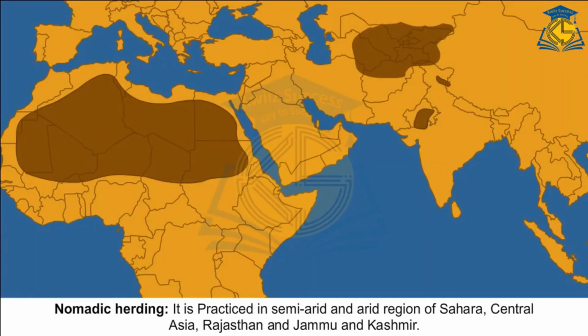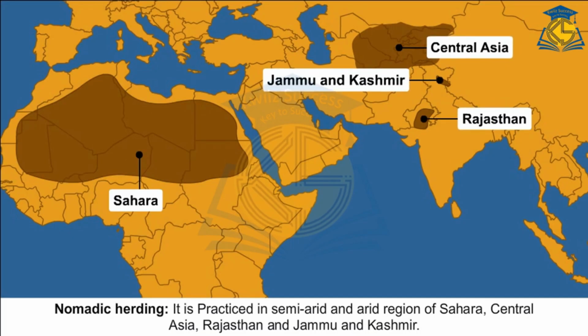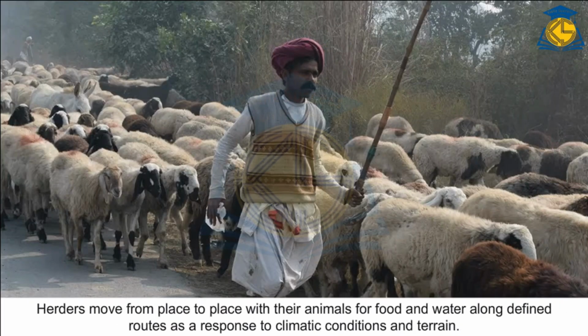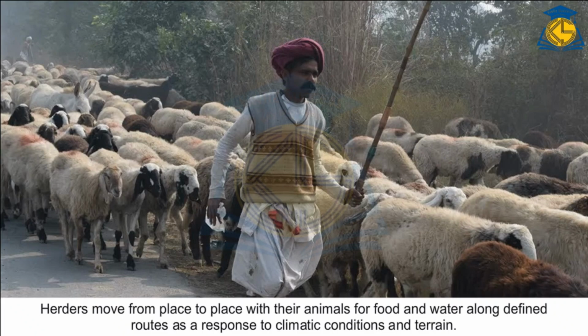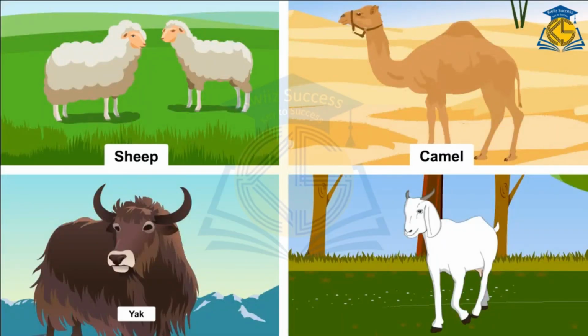Nomadic herding. It is practiced in semi-arid and arid regions of Sahara, Central Asia, Rajasthan and Jammu and Kashmir. Herders move from place to place with their animals for food and water along defined routes as a response to climatic conditions and terrain. Sheep, camel, yak and goats are reared for milk, meat, wool and other products.